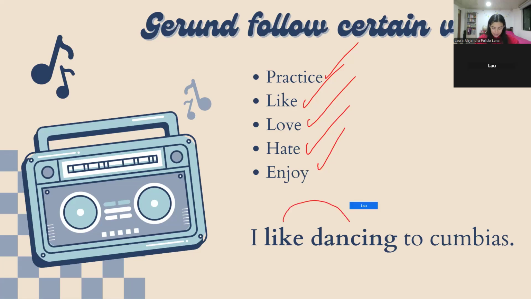I like dancing. I like dance? Mm-mm. I like to dance? Mm-mm. I like dancing. Okay? Because the verb like is followed by a gerund.